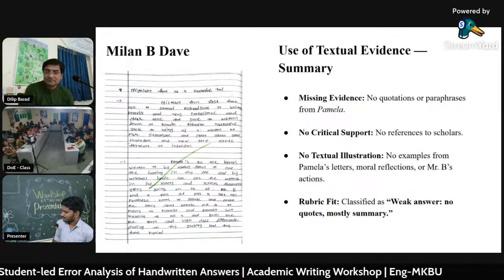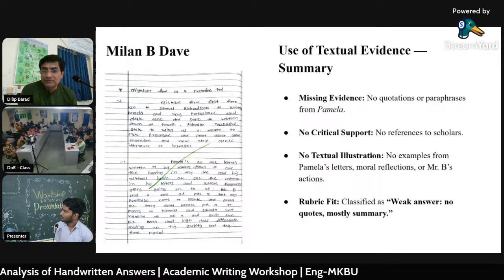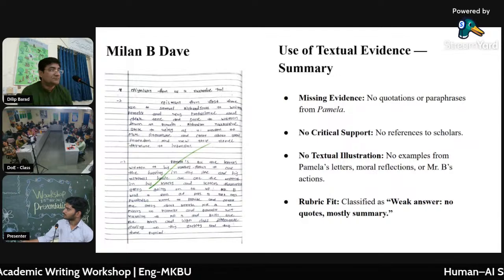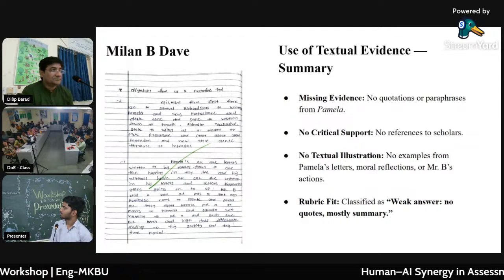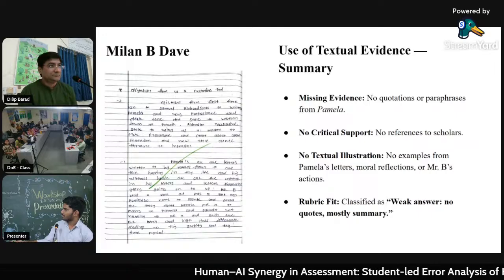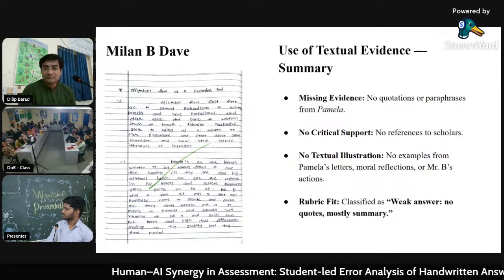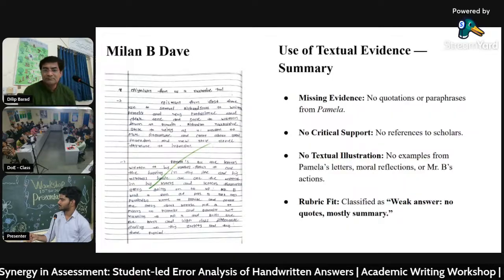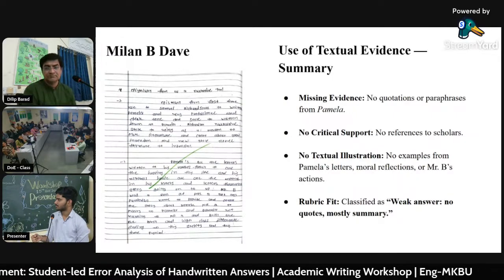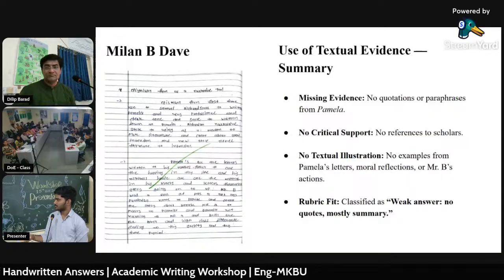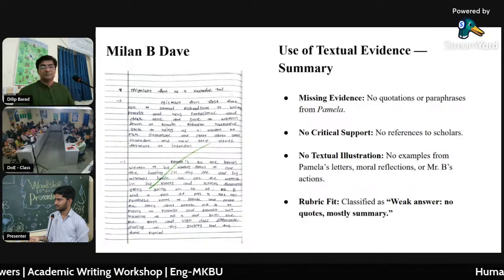This is my answer, and ChatGPT gave me feedback on the use of textual evidence and summary. Missing evidence: no quotation or paragraph from Pamela. Another issue is no critical support: no reference to scholars, no textual illustration, no example from Pamela's letter and moral reflection on Mr. B's action. So it is classified as a weak answer, with no quotes, mostly summary.